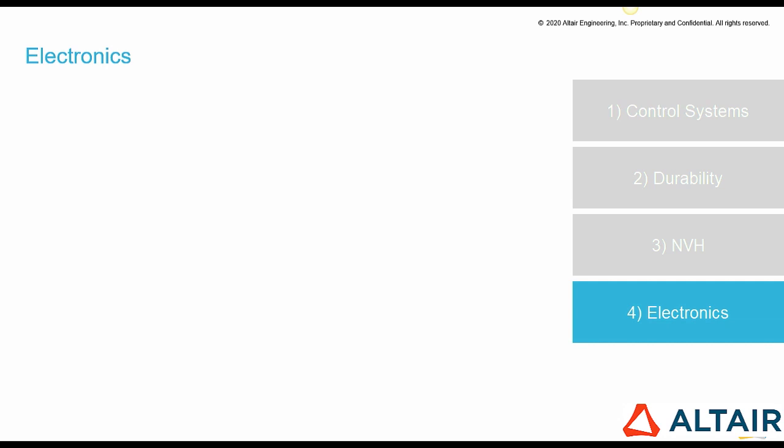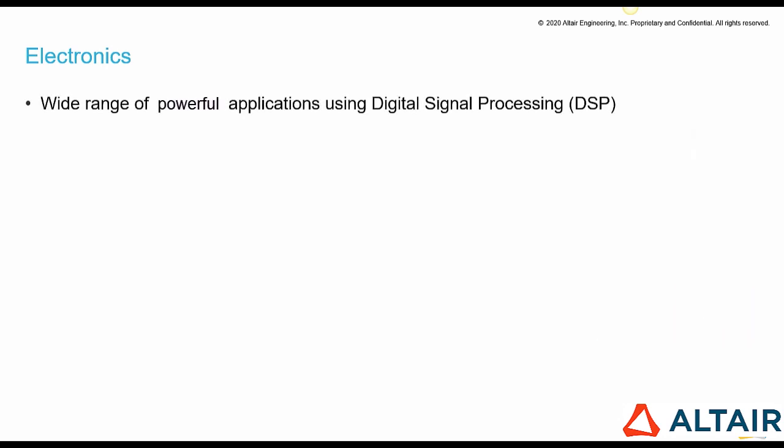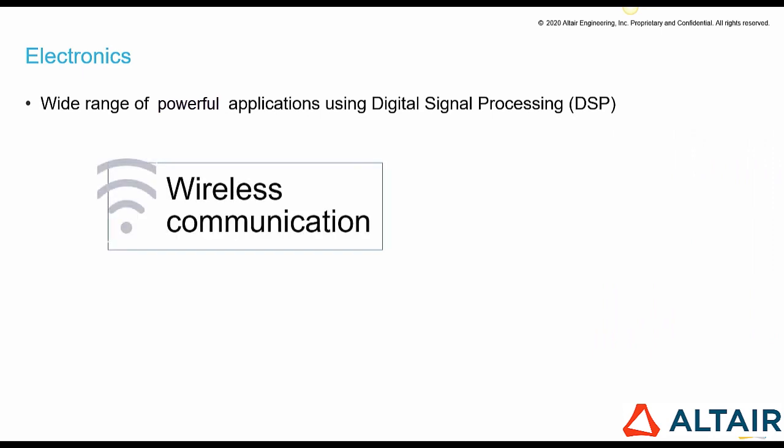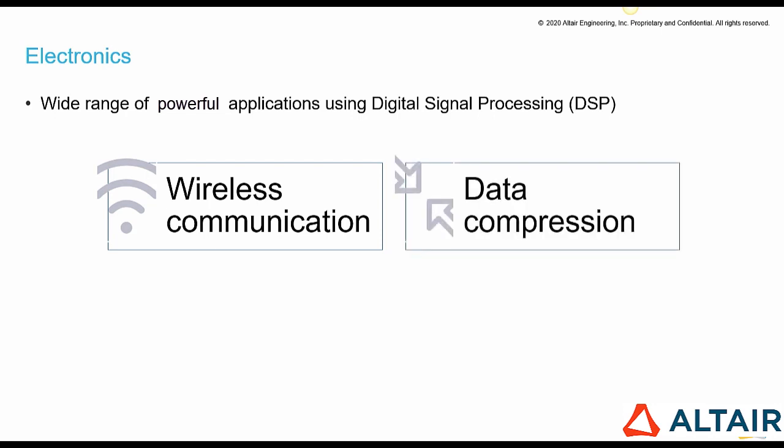Now, covering a bit about electronics, there is a wide range of powerful applications using digital signal processing, such as wireless communication, where signal processing routines read the analog signal, convert it to digital, encode it, and approximate the data packet before transmitting it. Data compression, to reduce the size of data packets in order to optimize the storage capacity and the use of network bandwidth.